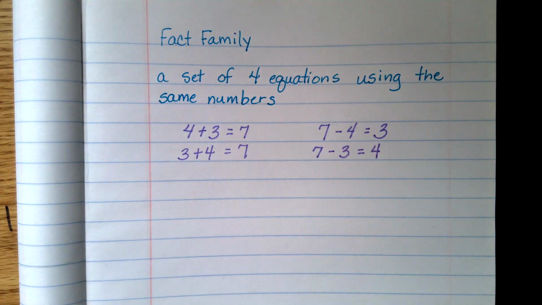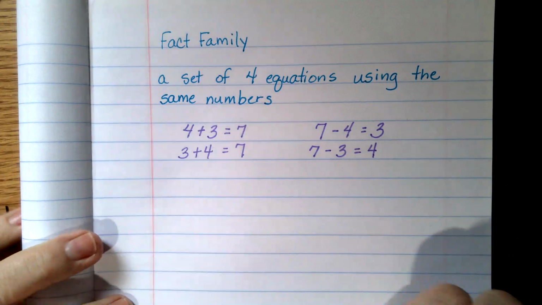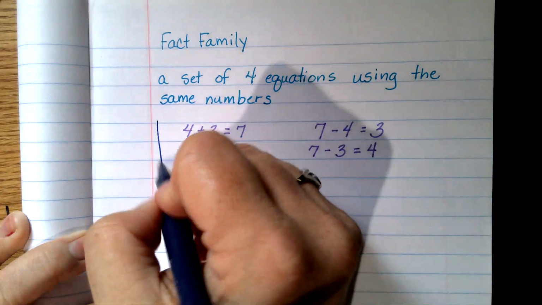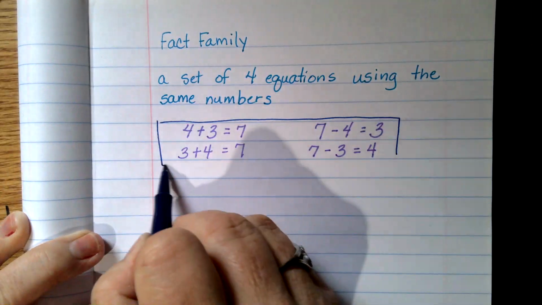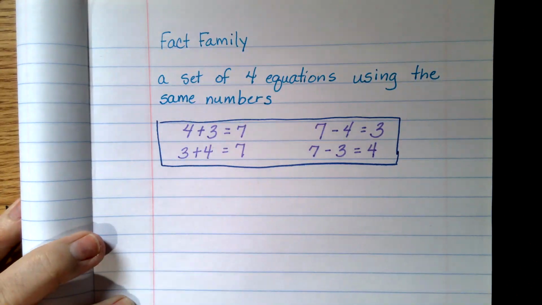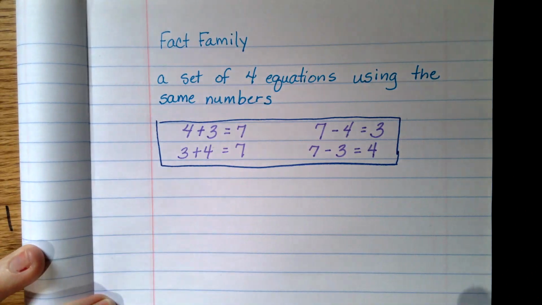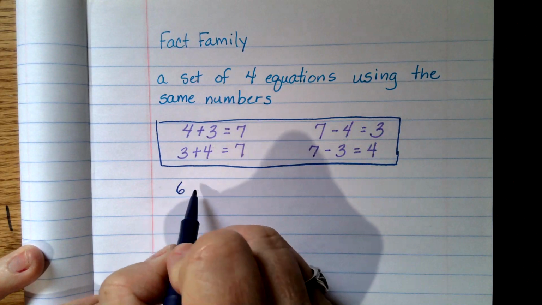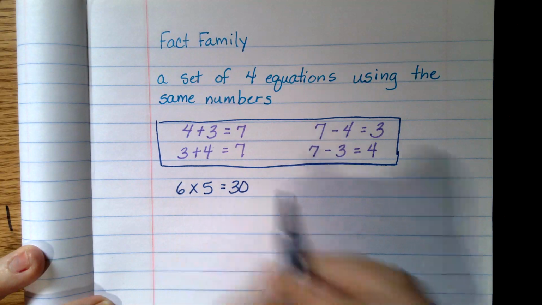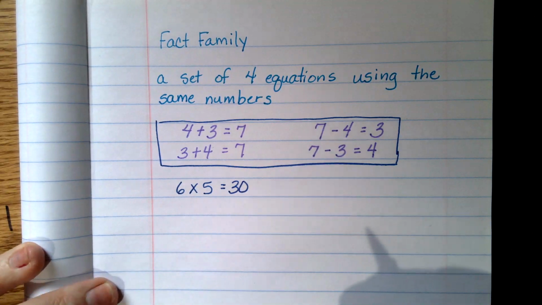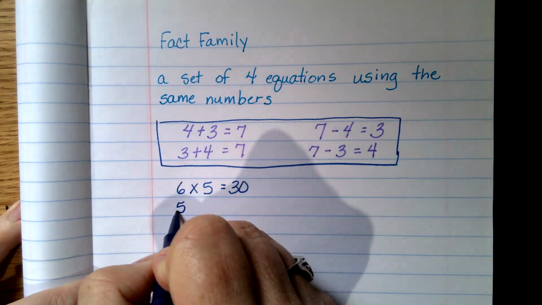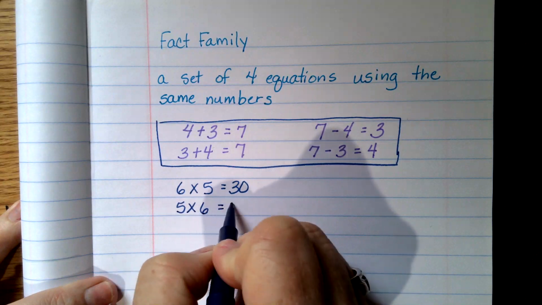We do the same thing with multiplication and division. So let's say we decided, and I'm not going to use 4 and 3 because I don't want you to get confused. This is one fact family right here. Okay, so we're going to use a completely different fact family to show multiplication and division. So let's do 6 times 5 equals 30. We know that according to the properties of multiplication, we can do that. We can change the order. That's the commutative property. So we know that 5 times 6 equals 30.